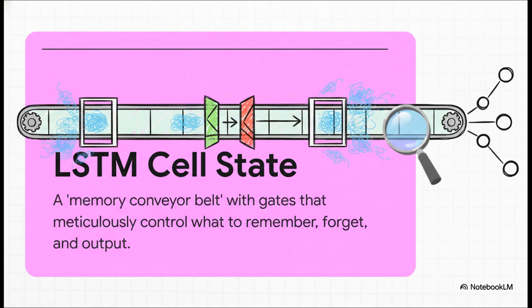So how do you fix a bad memory? Well, you bring in the LSTM, the long short-term memory network. The genius of the LSTM is its cell state. Just imagine a separate conveyor belt running alongside the main assembly line. This belt is the network's long-term memory, and it has these special gates that can open and close, giving the network total control over what crucial information to keep on the belt, what old stuff to throw away, and what to use right now. It was the perfect fix for that pesky memory problem.